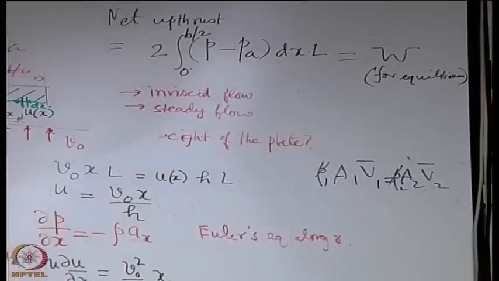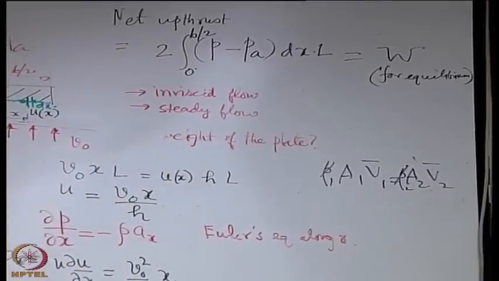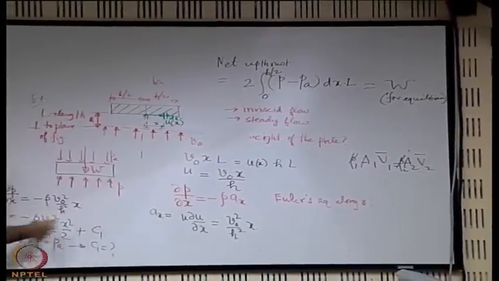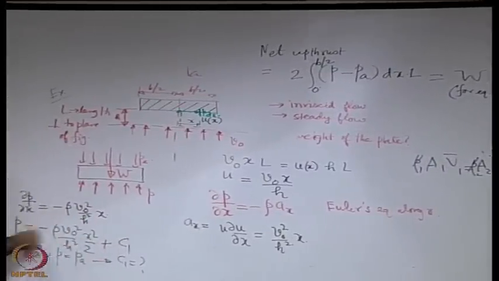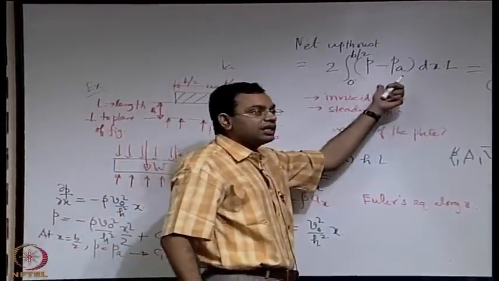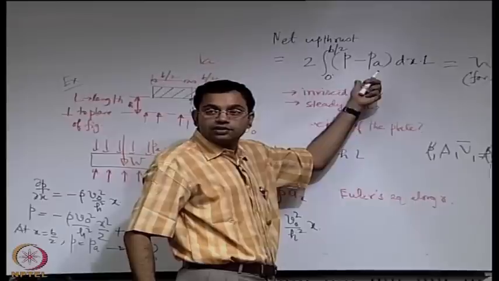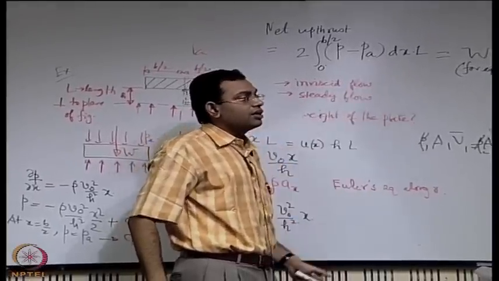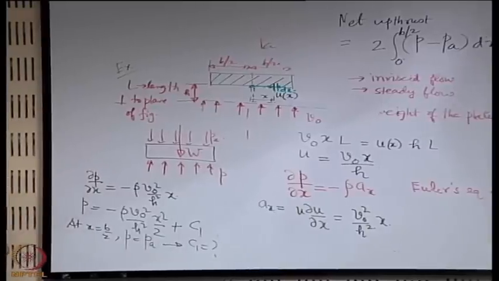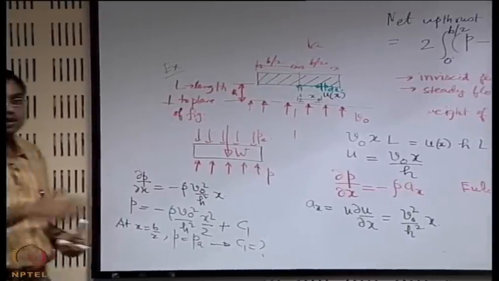Okay. So the remaining exercise is very straightforward. See, eventually when you find out c1, you will get it in terms of p atmosphere. So you will get an explicit expression of p minus p atmosphere from this equation, which you substitute here and integrate. It is a very simple polynomial integration. So that will give you the weight of the chip or the plate. So this is a simple illustration of the use of the Euler's equation.